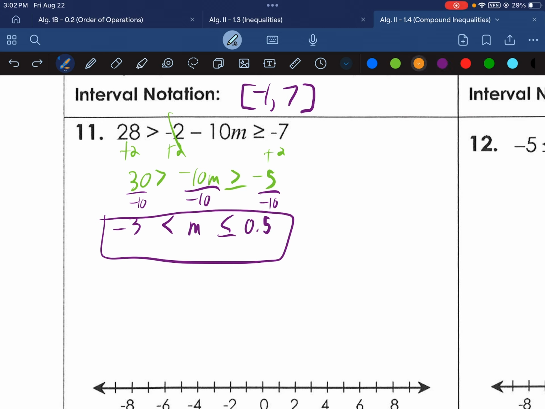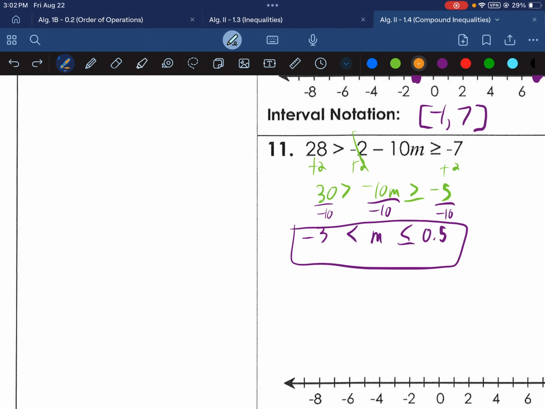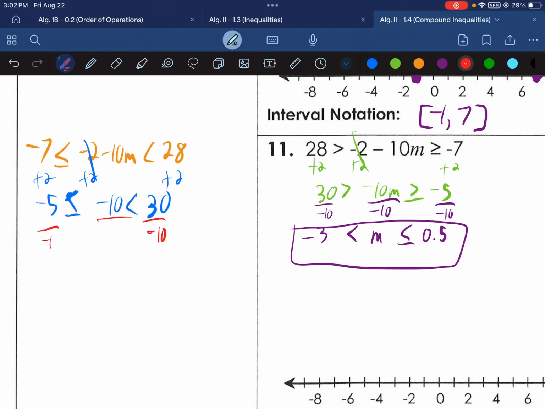If we did not have it the correct way before, so for example, if the whole thing was flipped around, you had negative 7 is less than or equal to negative 2 minus 10m, which is less than 28, and we were to go through solving this, we do all the same steps of adding 2 everywhere, just like we did before, and we get all the same numbers, just flipped around on which side, and so on and so forth, like this.